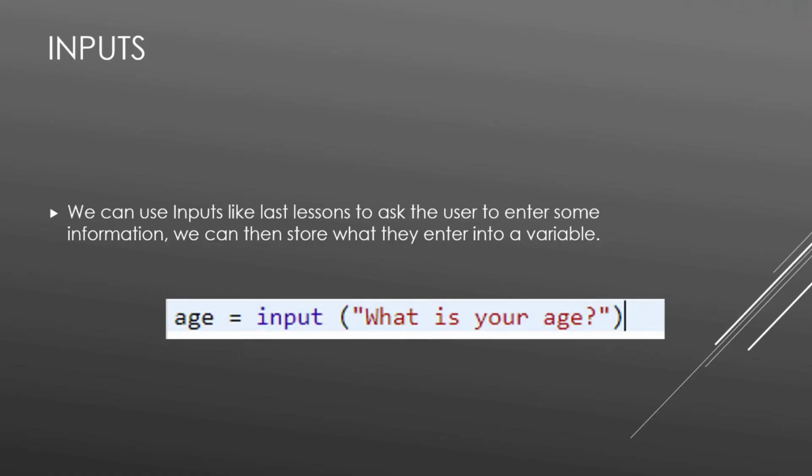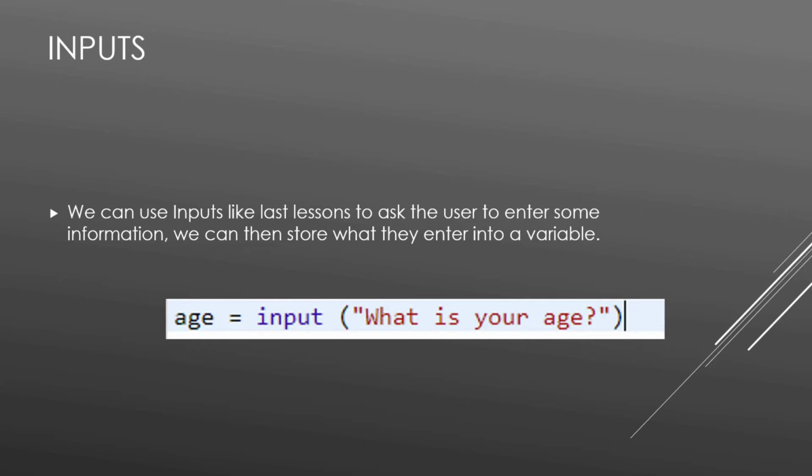So, last week we started looking at inputs. Now, inputs allow the user to enter some information, or the computer allows the user to enter some information. Except last week, when we used inputs, the computer couldn't do anything with that information because we weren't storing it anywhere. Well, now we can by using variables.